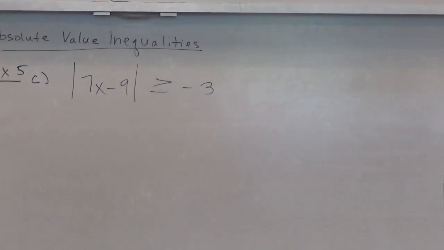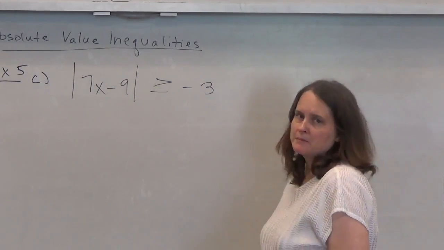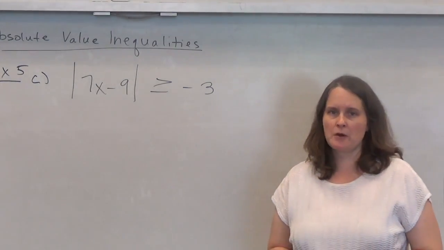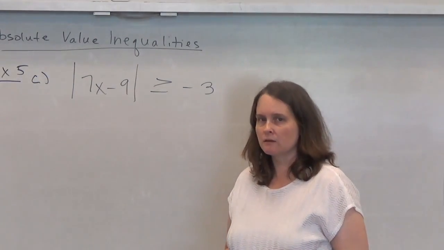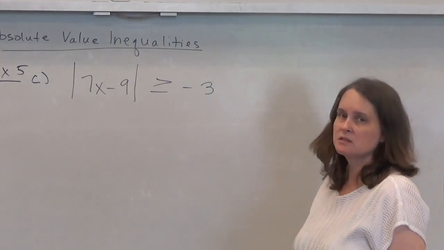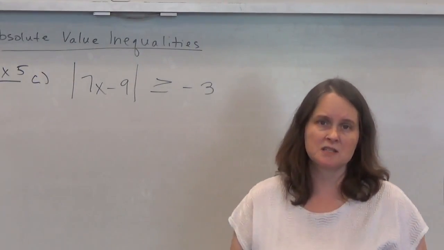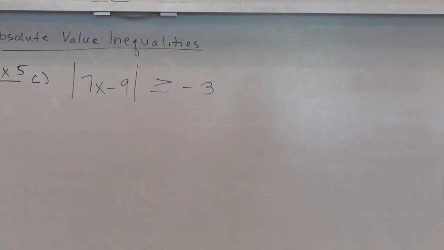Example 5, part C, we're asked to solve absolute value 7x minus 9 greater than or equal to negative 3. Okay, now before I start trying to set this up, let's take a moment and think about what this is saying. What do we know about absolute value? If you take the absolute value of any number, you know it's a measure of distance. So will it ever be negative? All right, I'm going to ask you to pause the video, give this some thought, think about what you know about positives and negatives, greater thans and less thans, and just give it a moment.